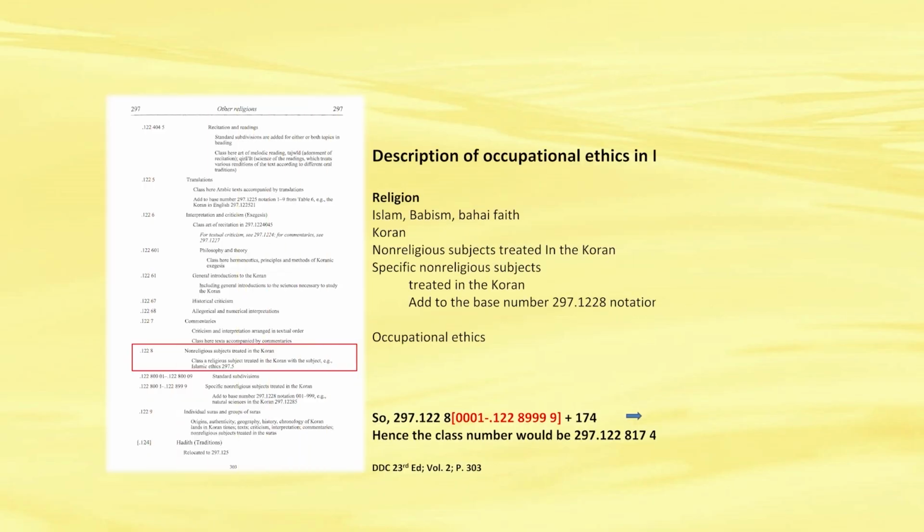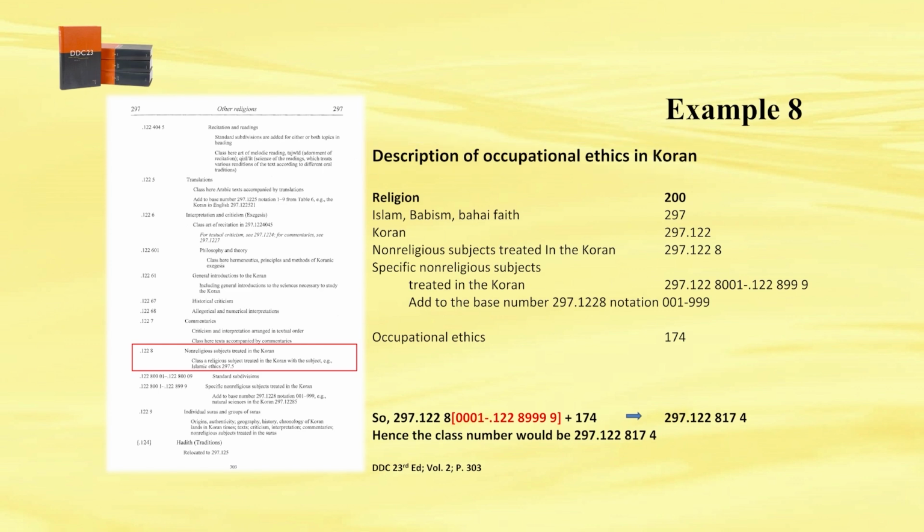Okay. So the next problem is description of occupational ethics in Quran. Again, it is other than Christianity, so it comes again under 290. And for Islam, as you know the Quran is a sacred scripture of the Islamic religion, so it comes under 297. Islam, the regime and the way of faith, comes under 297. Under it, there is a direct number for Quran, that is 297.122.